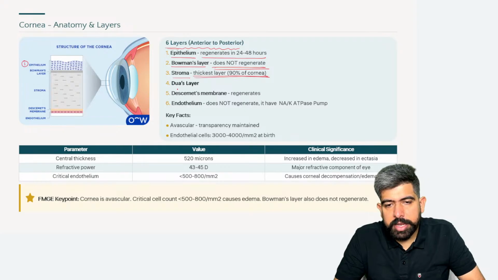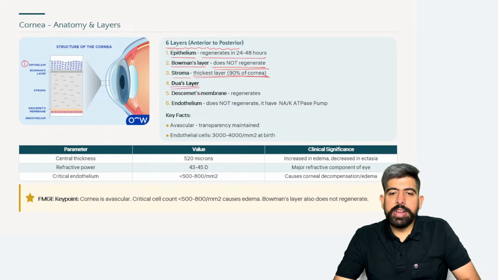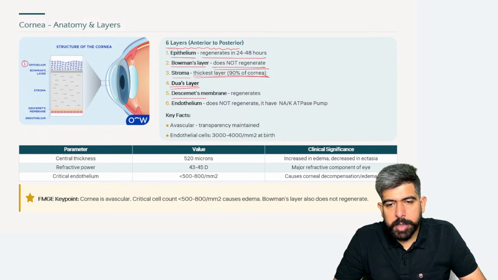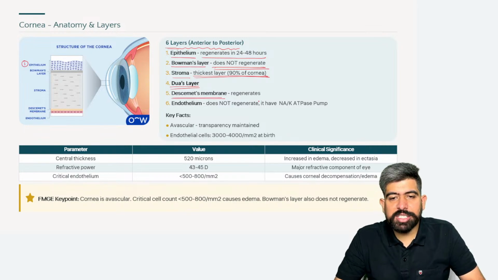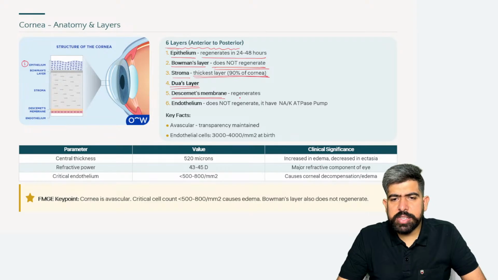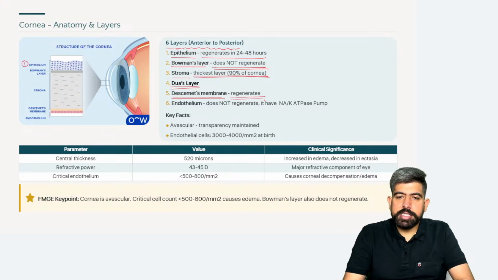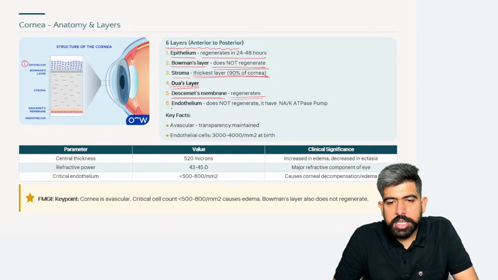The fourth one is Dua's layer, or we can say the pre-Descemet membrane. And the fifth one is Descemet's membrane, which we can say is the toughest layer. Descemet's membrane regenerates, it also regenerates. Clear? Next, endothelium.